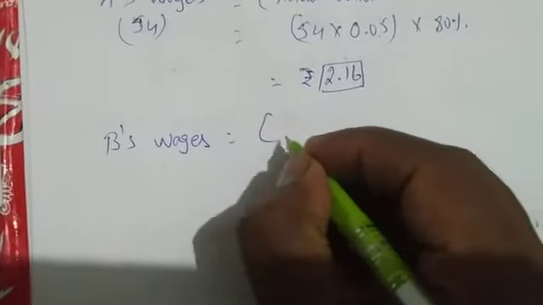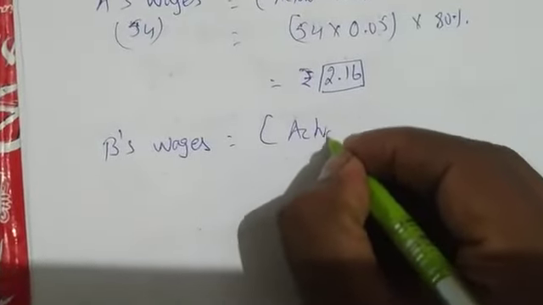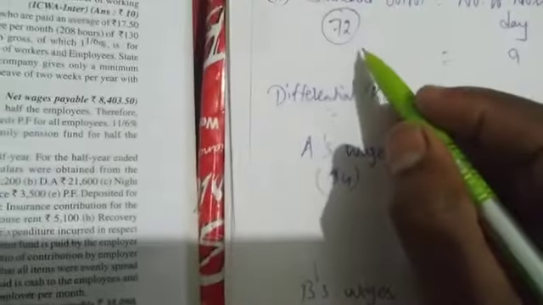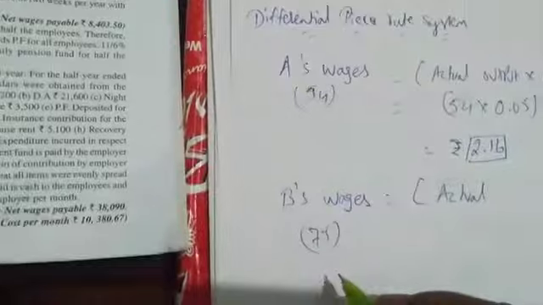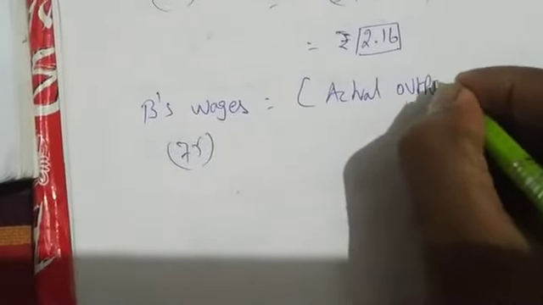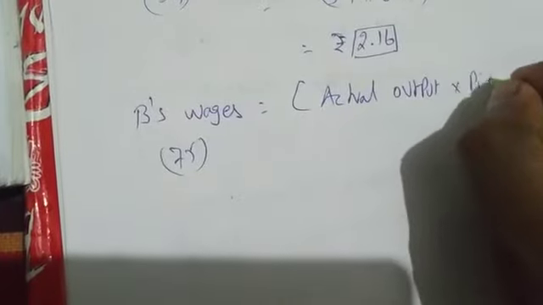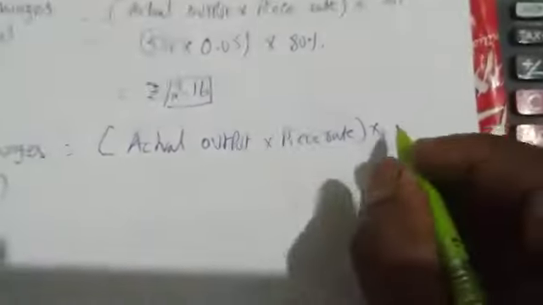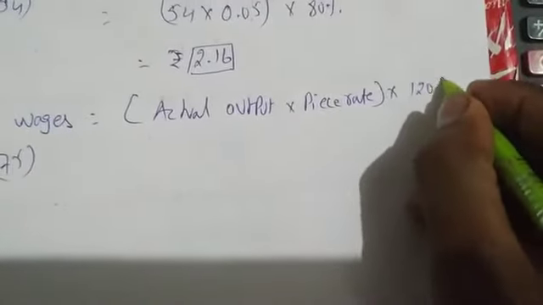So how to find out B's wages? Same formula: actual output. How many units did he produce? 75. Is it more than standard? Yes. Standard is 72, he produced 75 units. So actual output into piece rate into how much percent? Above standard, so you write into 120%.